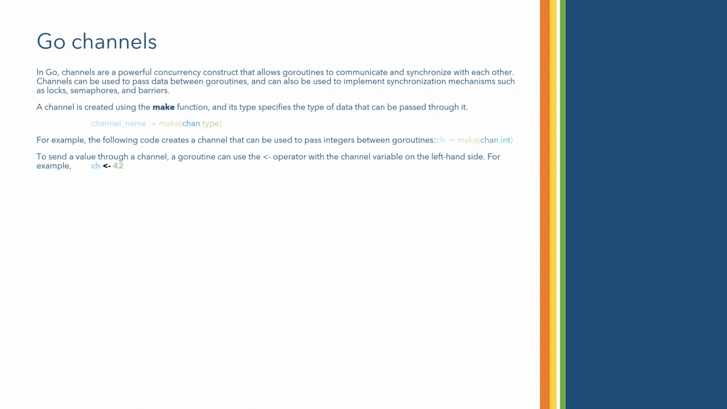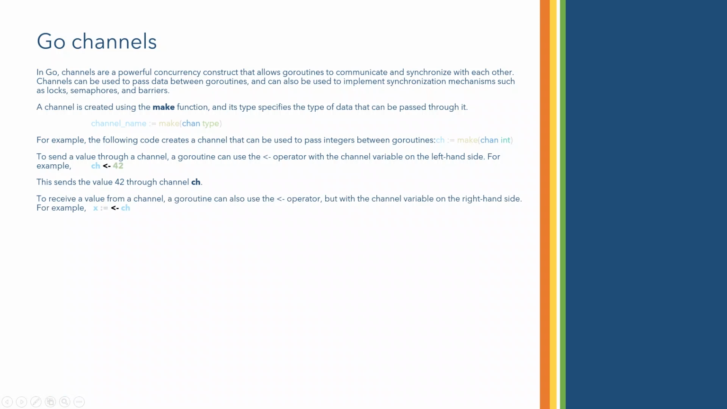To send a value through a channel, a goroutine can use the left arrow operator with the channel variable on the left side. For example, ch left arrow, and you can write any integer value, so it will be written into the channel. This sends the value 42 through the channel ch.